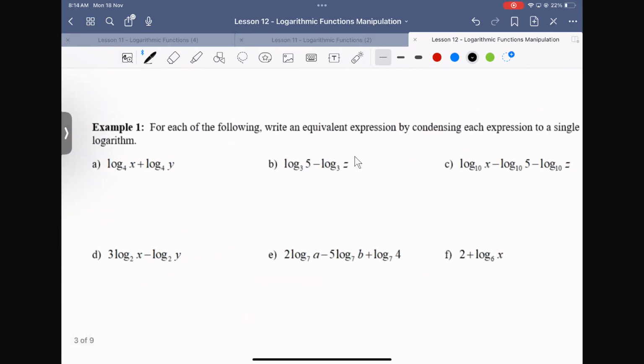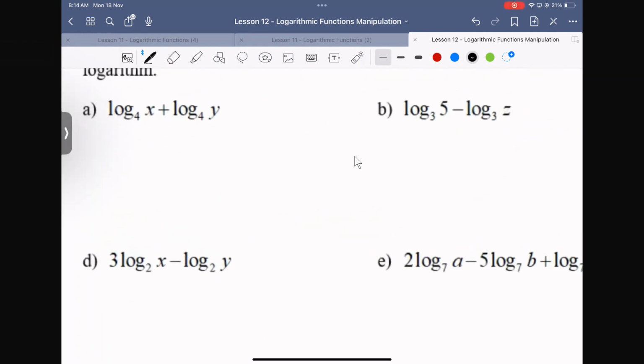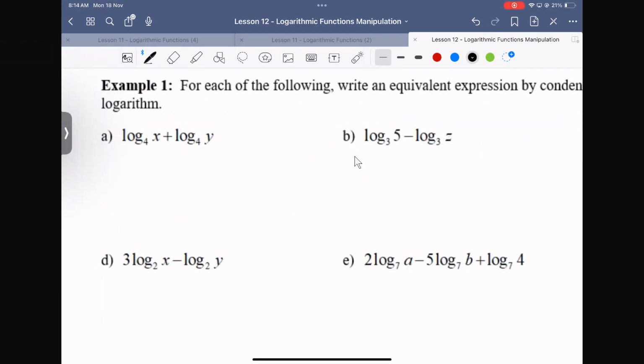For each of the following, write an equivalent expression by condensing each logarithm into a single logarithm. We can run through these fairly quickly because you should be well warmed up now. Can somebody help me with this first one? What's this one going to be? Yusuf. Log 4xy. And the second one, Ojas. Log base 3 of 5 over z.